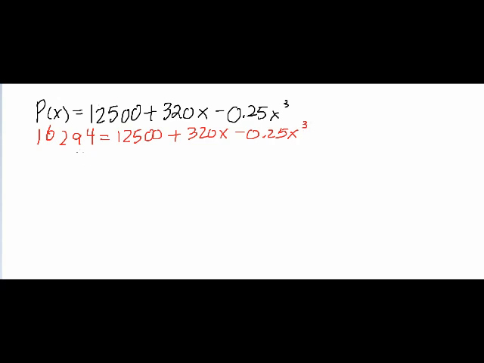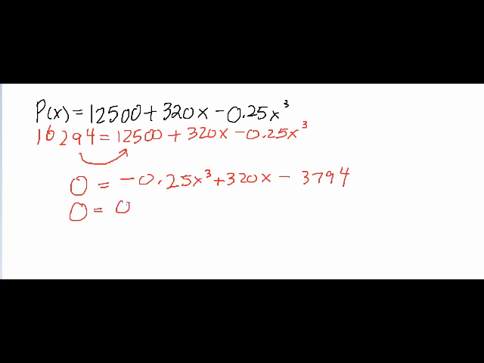So let's move everything on one side. What will be 0 equals negative 0.25x cubed plus 320x minus 3,794. Let's multiply everything by negative 1 just to make the x cubed positive. 0 equals 0.25x cubed minus 320x plus 3,794. Let's simplify this equation even further to make it easier.